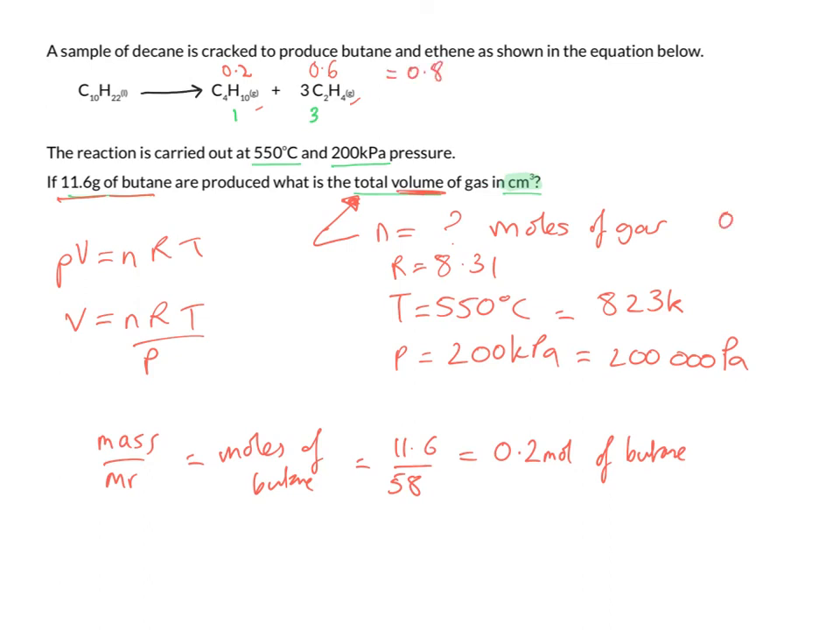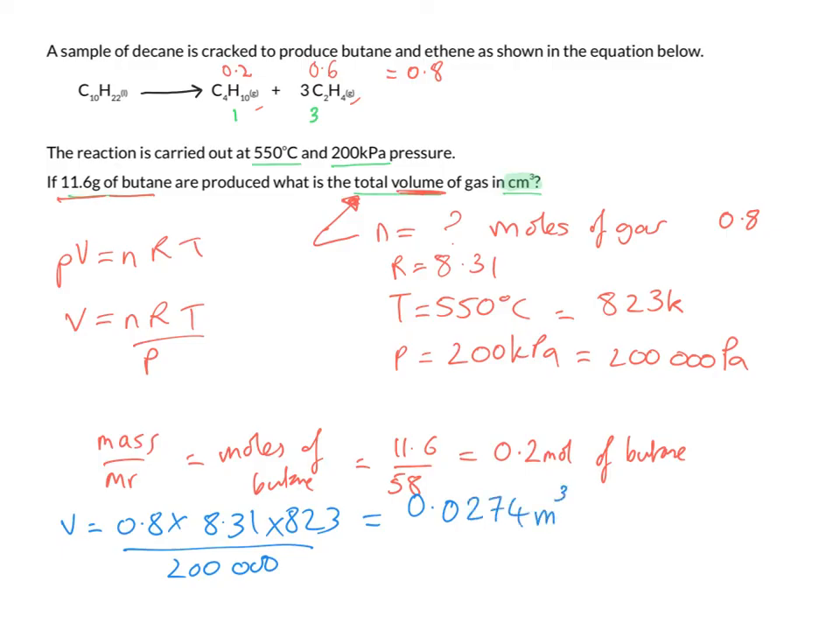And so this now can be plugged in for our value of n. To finish off, we need to calculate 0.8 times 8.31 times 823 divided by 200,000, which comes out at 0.0274 cubic metres. And that's not quite our final answer because they asked for it in cubic centimetres, so now we need to multiply that by 1,000,000, and we've got 27,400 cubic centimetres. And so that's the end of this question. We've got our final answer there. This would probably be a 4 or 5 mark question at the very least.